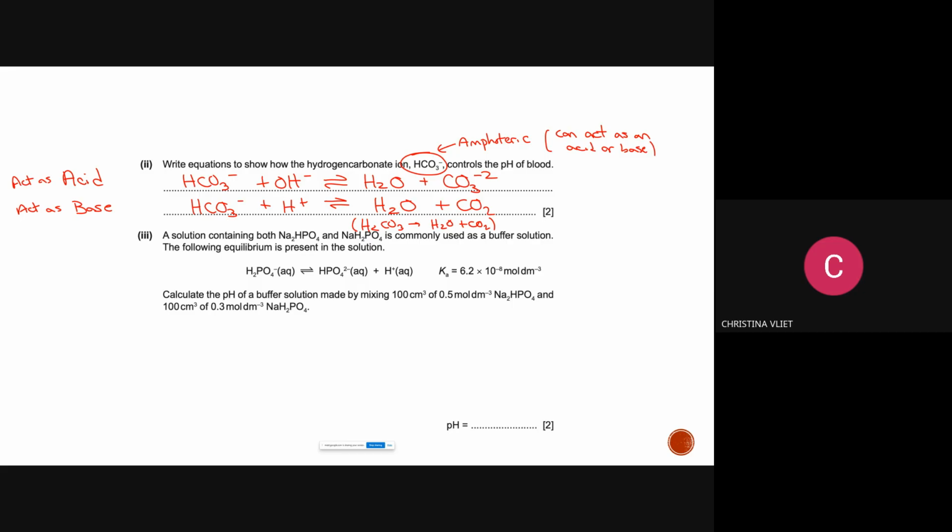So what gives? They give you the following equilibrium to help you out: H2PO4 minus goes to HPO4 2 minus plus H plus. Then they ask you to calculate the pH of the buffer, meaning we can choose to use one of those formulas, or you can set up the equilibrium by mixing 100 centimeters cubed of 0.5 molarity of one with 100 centimeters cubed of 0.3 molarity of the other.